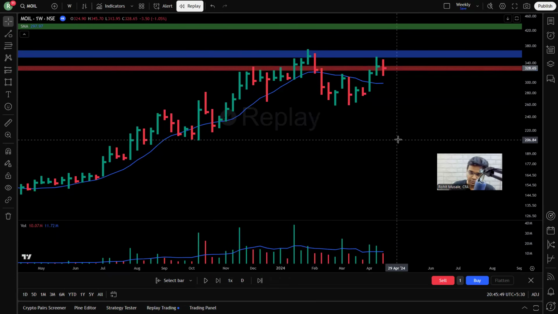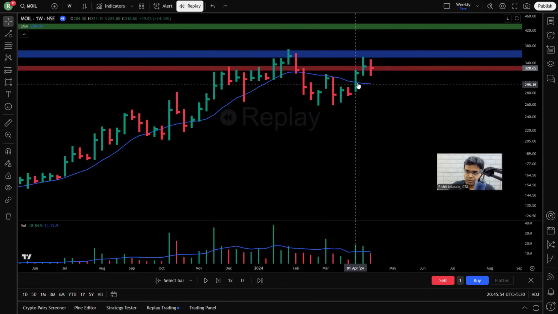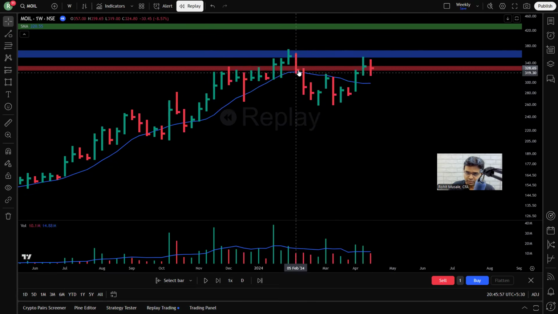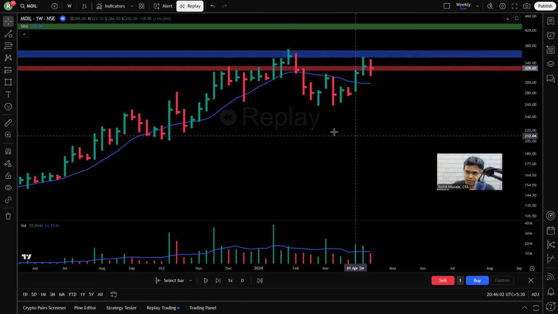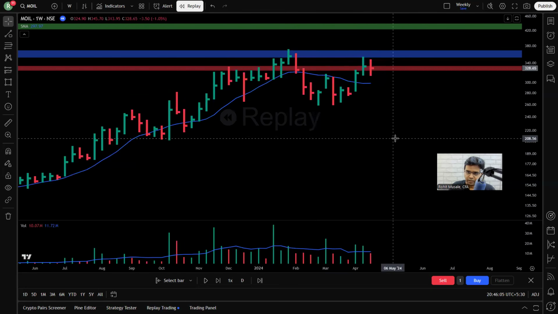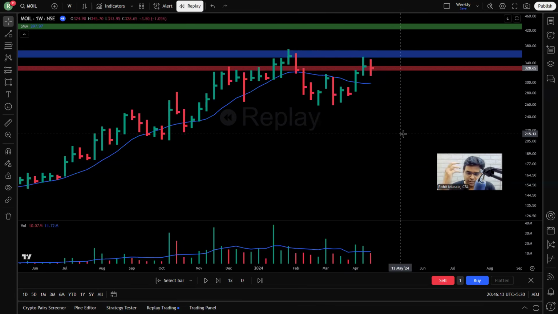Now, have a look at this base. I want you to focus on the red bars only. Okay. How many red bars inside the base? 1, 2, 3, 4, 5, 6. Out of 6 red bars, how many are high volume? Not a single red bar out of 6 is high volume. What does that mean? That means institutions are not selling. The volume is low, which means only retail participants are selling. This is a sign of institutional accumulation.